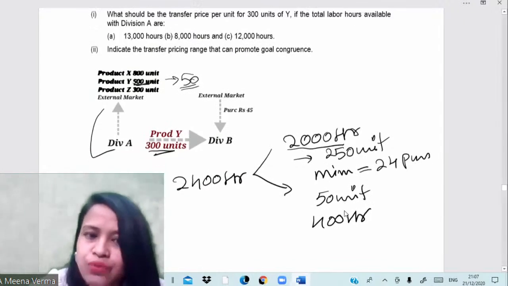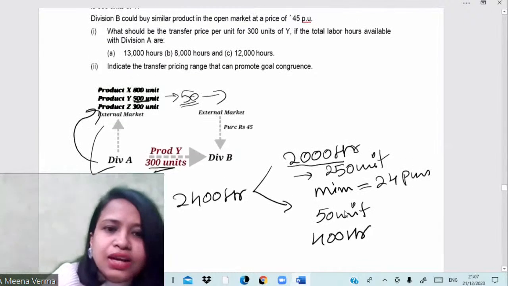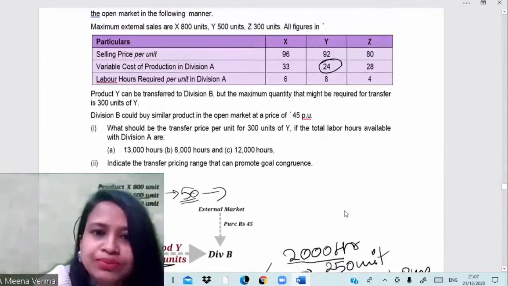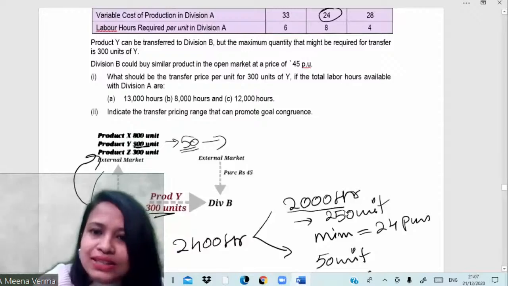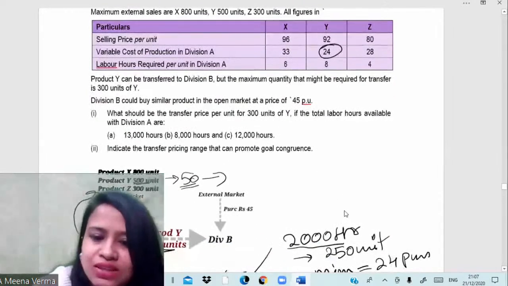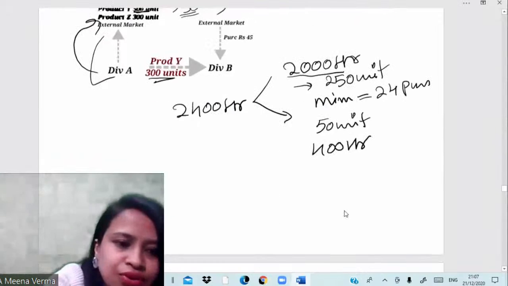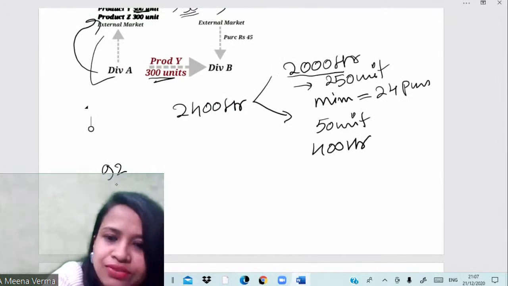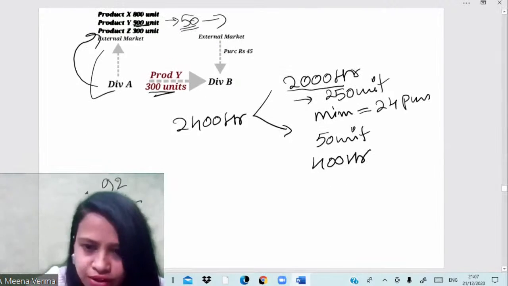But yes, we will consider the opportunity cost because we have an external market. In the market we can sell this product. Considering the opportunity cost, we can see what the opportunity cost will be for product Y. We can sell it for rupees 92, and we have the variable cost as rupees 24. So while subtracting it, we can get the contribution.